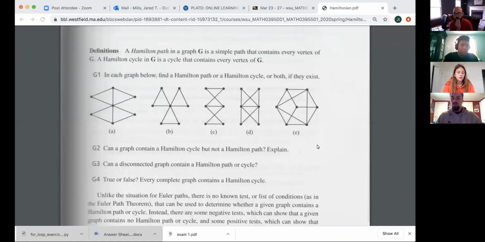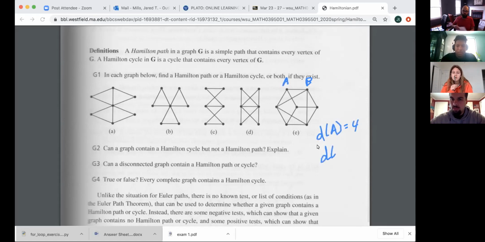The two endpoints, A and B. Oh no, that's for a path, right? I don't know. I think it works for either path or cycle. Okay. Let's just try it this way. I'm just gonna call this one A, this one B. A is 4 and B is 3. Yeah, 3 and 4. So it's 7.